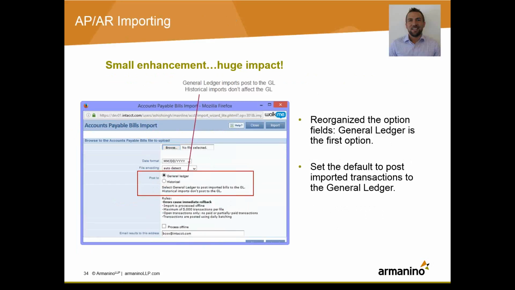AP and AR importing. So to make AP and AR importing more intuitive, Intacct reorganized the option fields. So you can see that the general ledger is the first option. You will have the ability to post as historical or non-posting bills and invoices, but you can see it's now going to default to general ledger. But like I said, you do have the ability to import historical transactions.